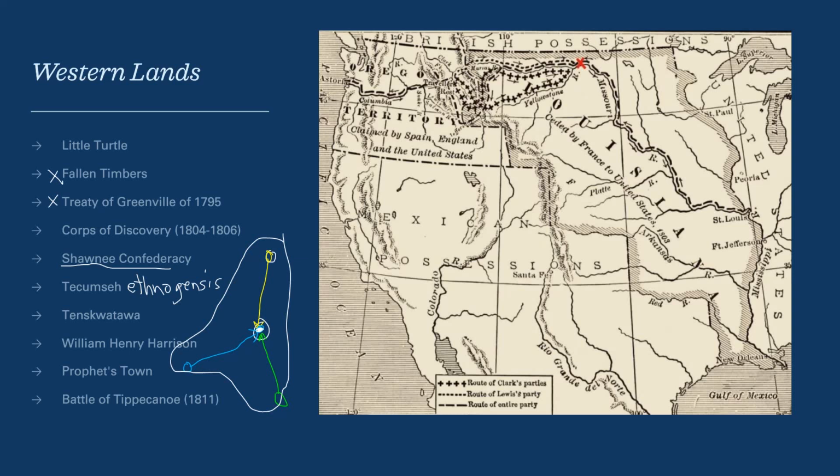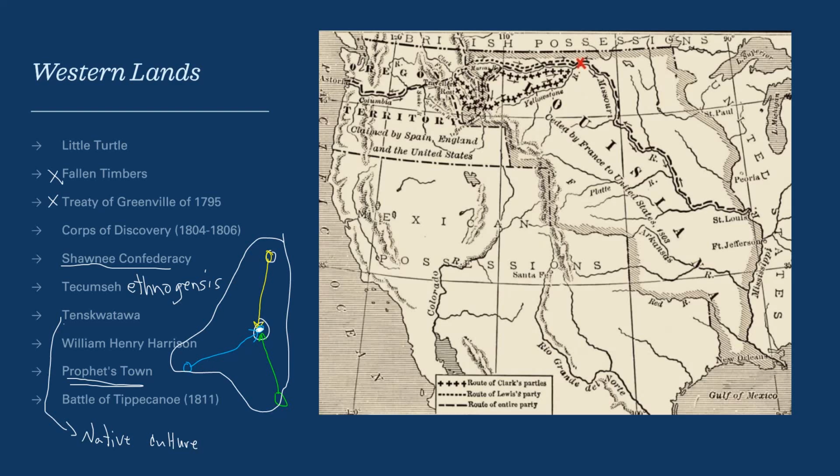And as he was doing this, he had a half-brother by the name of Tenskwatawa, who was going through a kind of a native revitalization movement. And the idea was to restore native culture, get rid of the education, the tools, and the other things that they had been adopting from the Americans. And he gained a rather large following at a settlement known as Prophetstown.